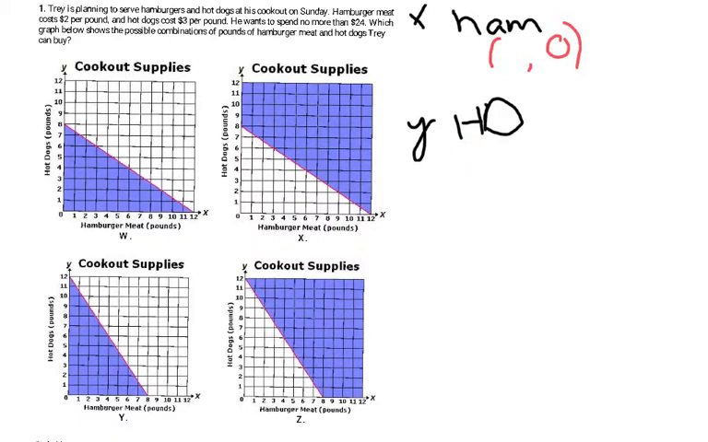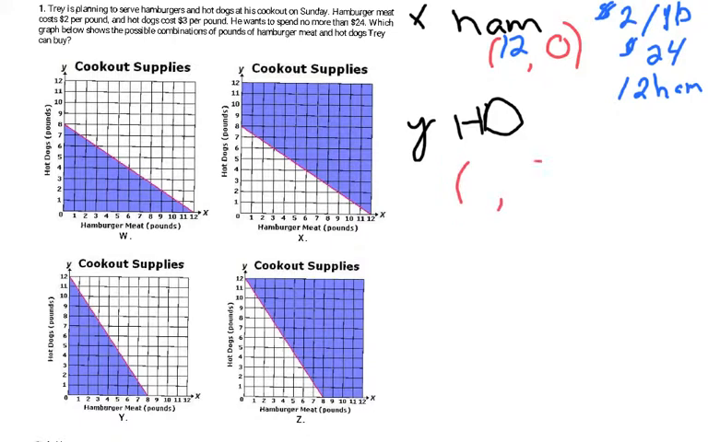Well, if I have $24 to spend, and hamburgers are $2 a pound, if I spend it all on hamburgers, how many pounds can I buy? Well, 24 divided by 2 is 12. So I can get 12 pounds of hamburger if I get only hamburgers. That means I'm going to need to have that point on my graph. So let's do the same for hot dogs.